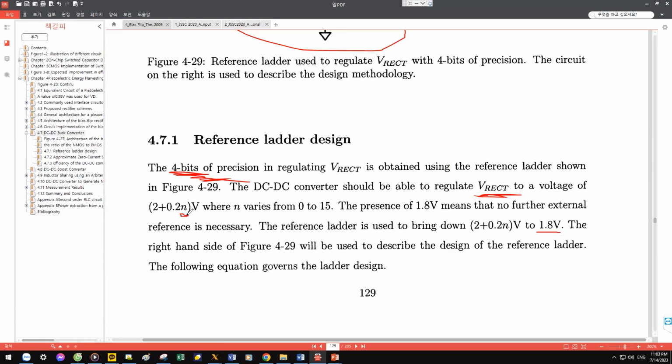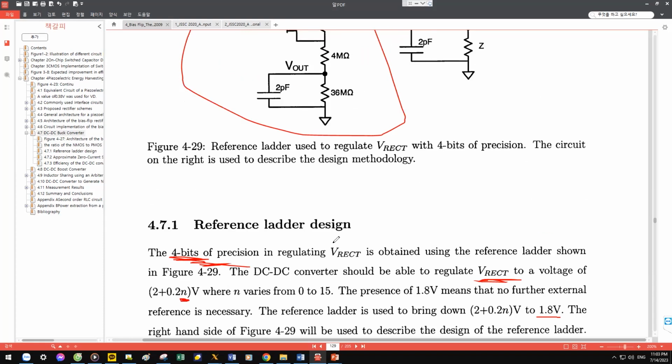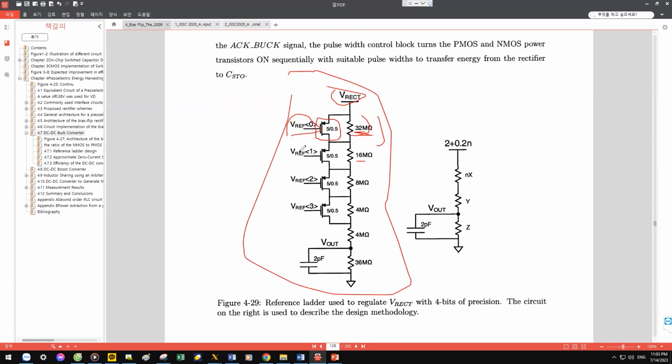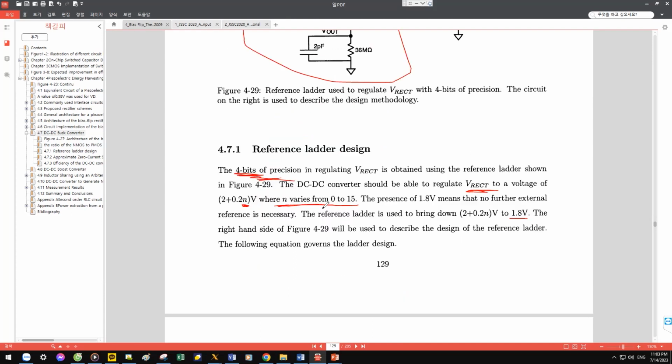Do you know N? What is N here? Yes, when we change the N from 1 to 15, we could change from 2 to 5 volts. How can we change N? Oh, I don't know. And actually we can change N. N means 4 bit, right?